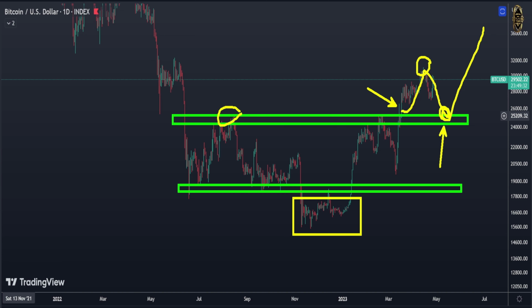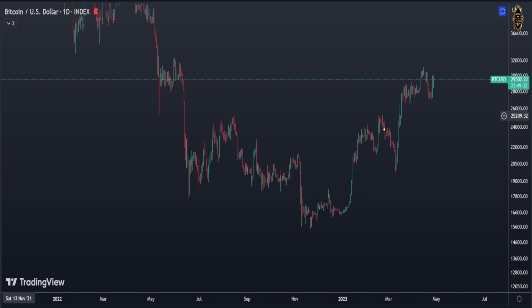Because when resistance gets broken, it becomes support. Until now, it doesn't prove to us that this resistance has become a support. Yes or no, guys? Now what shall we do? Because that one is just technical analysis, guys. It will not go back here. It might, from here, also go higher. What shall we do now?